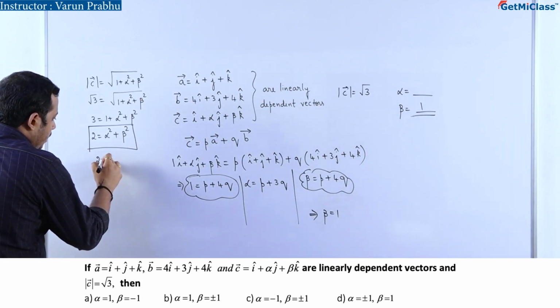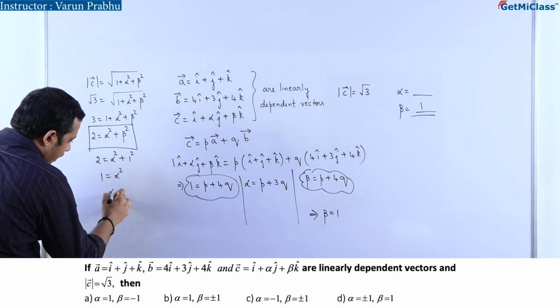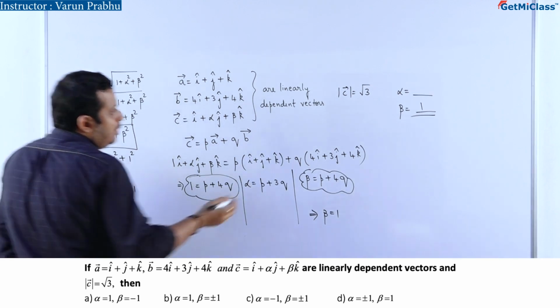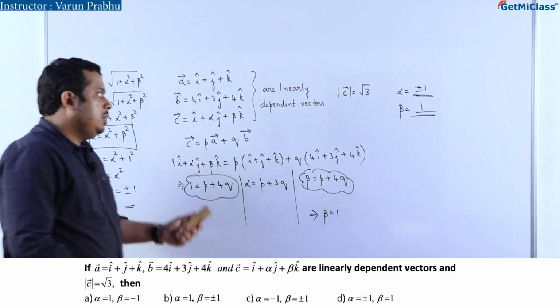Substitute here: 2 is equal to alpha square plus 1 square. So 1 is equal to alpha square. Alpha can be plus or minus 1. Yeah, this was an easy question, plus or minus 1. This is how the answer to the question is to be solved.